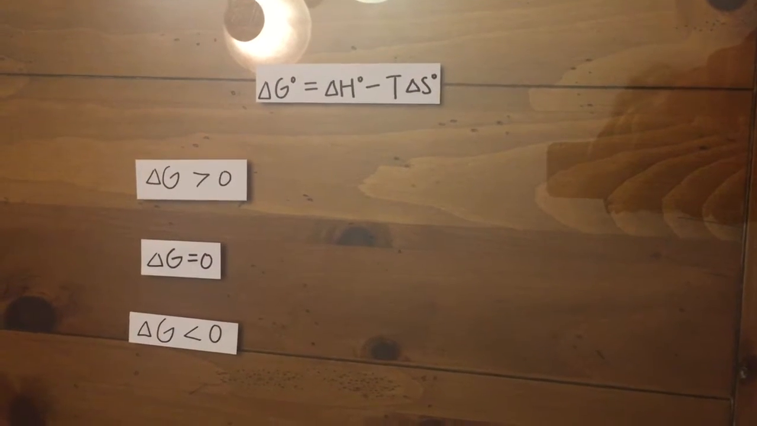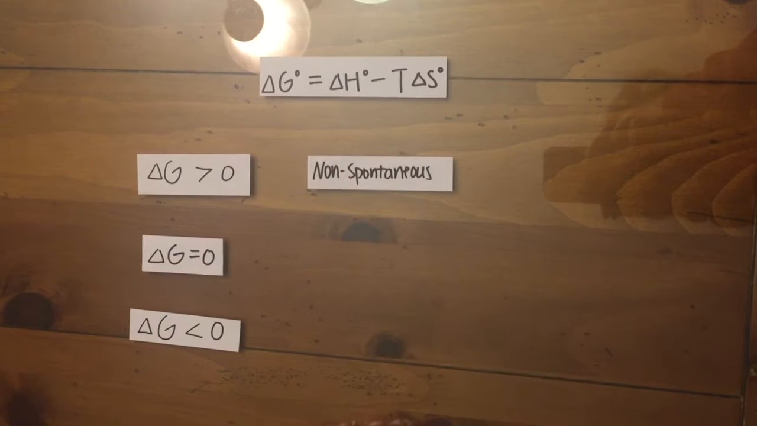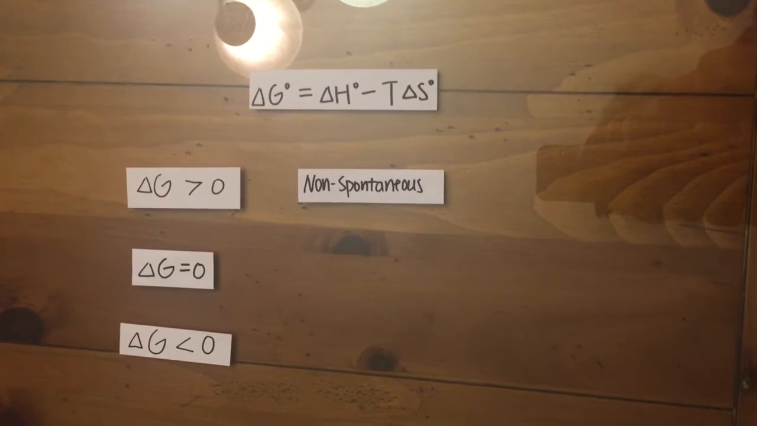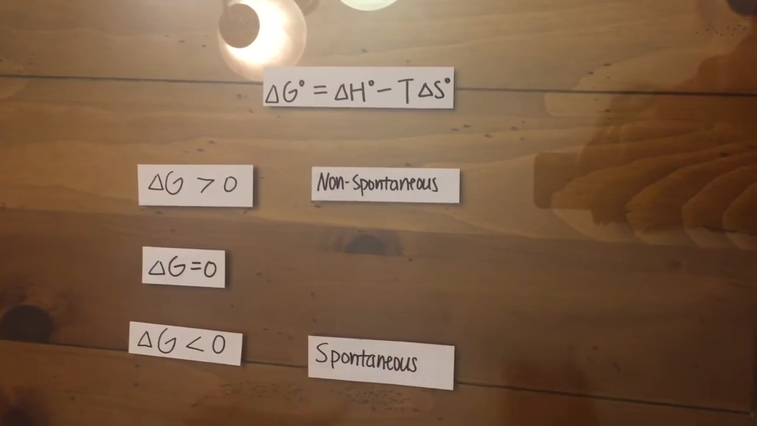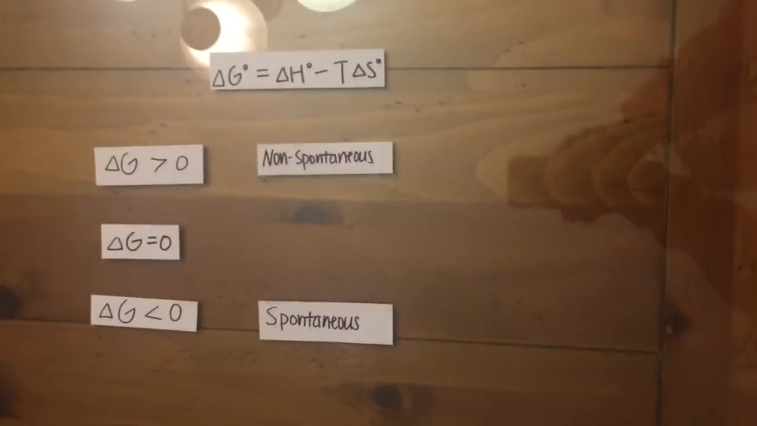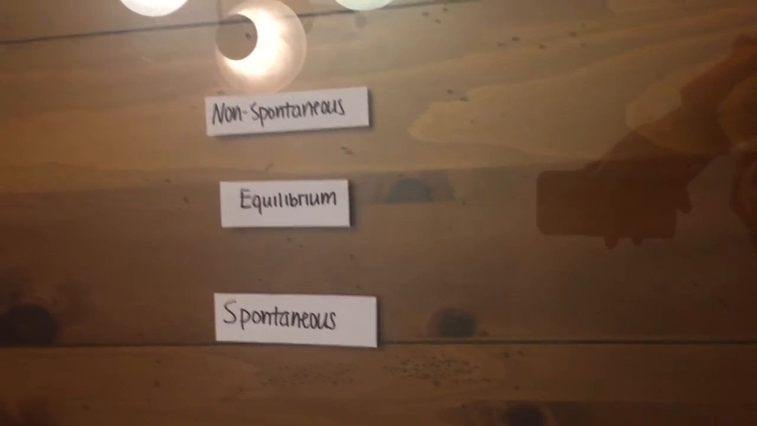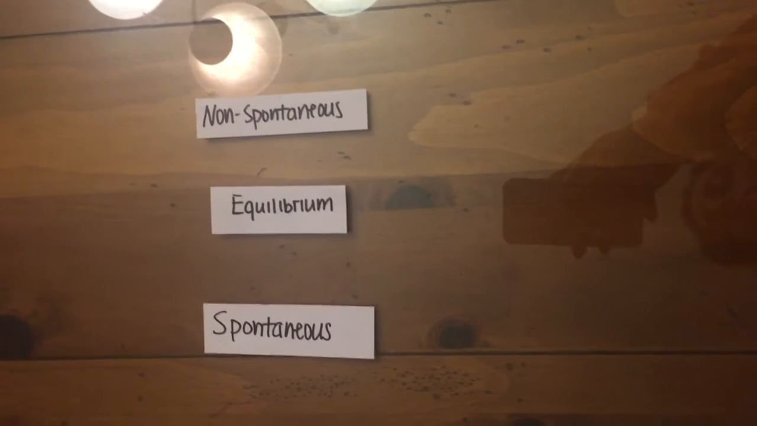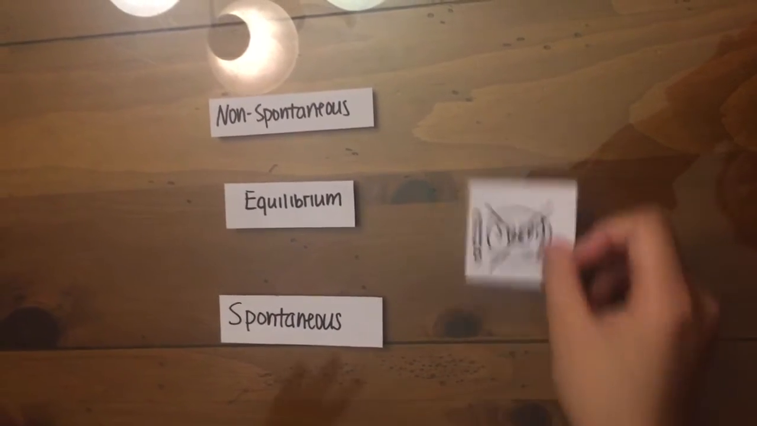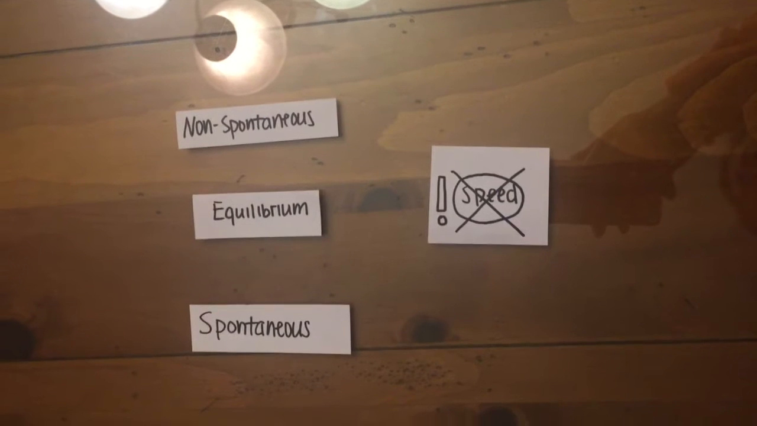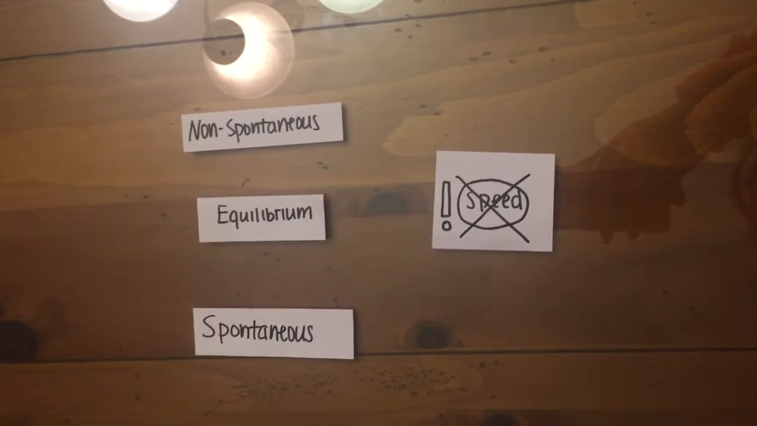If the free energy is positive, then we say the reaction is non-spontaneous. If the free energy change is negative, then we say the reaction is spontaneous. When the free energy equals 0, then we say the reaction is at equilibrium. However, whether or not the reaction is spontaneous has nothing to do with the speed of the reaction. A spontaneous reaction can be really slow, like rusting.